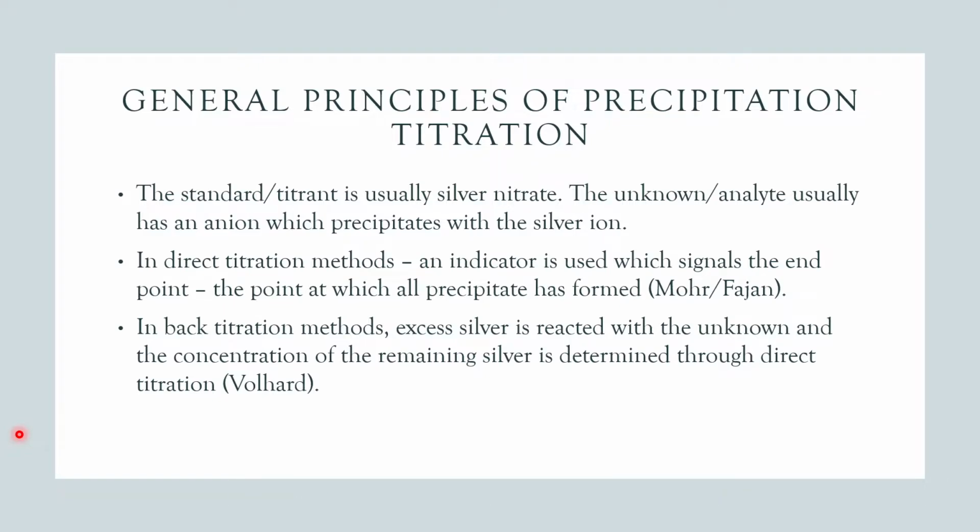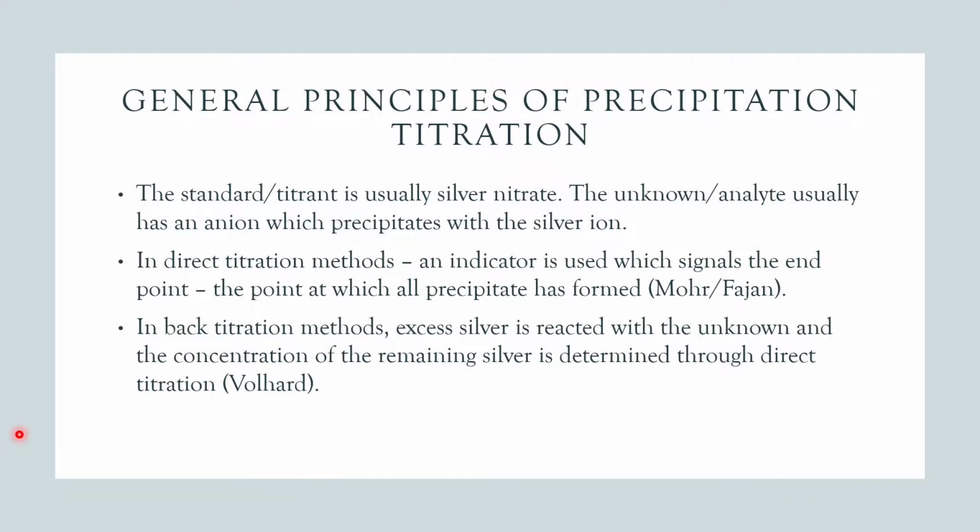Some precipitation titration methods are direct, meaning that you undergo a precipitation reaction, and then once that precipitation reaction stops, there's some sort of indicator present which will signal that endpoint. And the two methods that we're going to be looking at a little bit in this video are the Mohr method and the Fajans method.